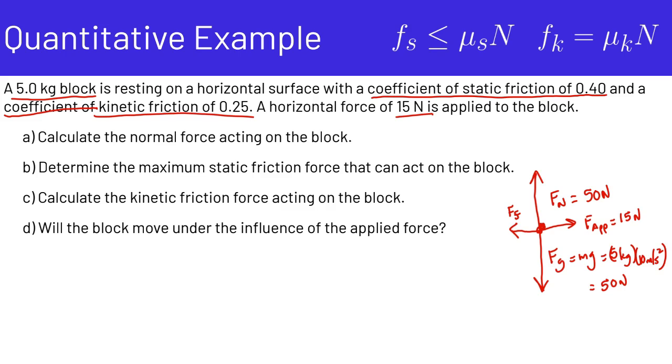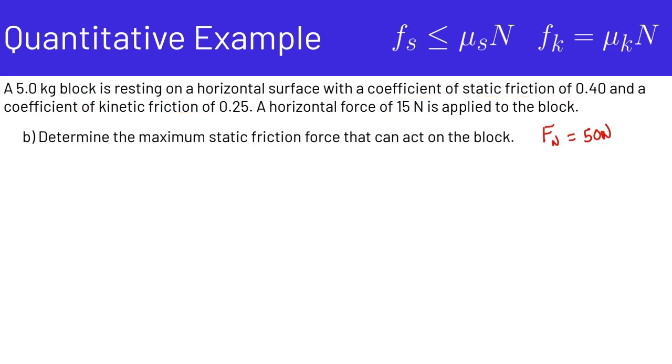So calculate the normal force acting on the block. So that's A. So our normal force is 50 newtons. Okay, so question B, determine the maximum static friction force that can act on the block. All right, so we have our normal force of 50 newtons.